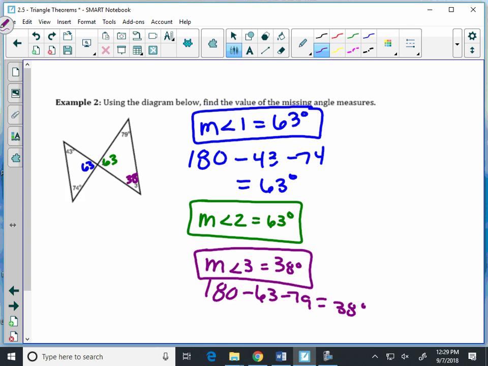Questions over that? I like these kind of problems. They're little puzzles. Trying to find those missing pieces. Okay, questions over angle sum theorem.